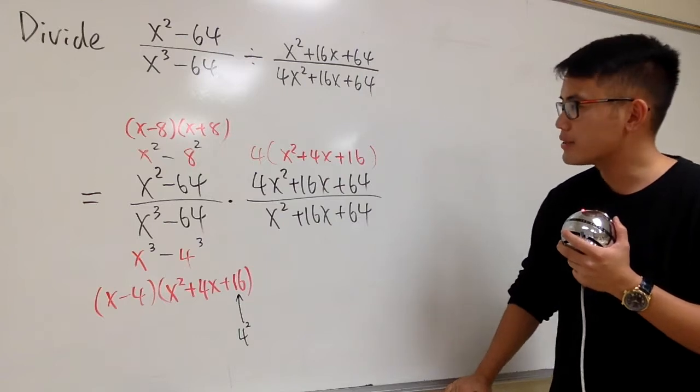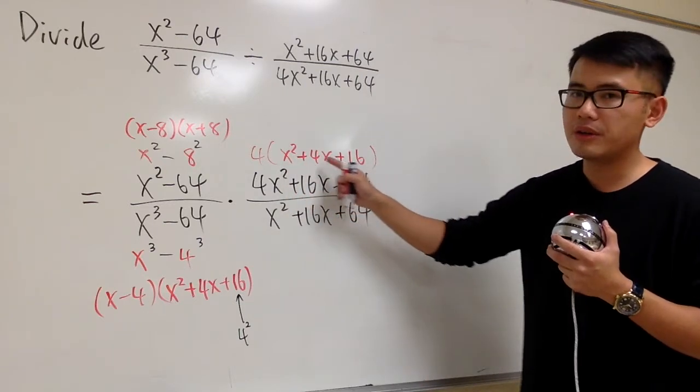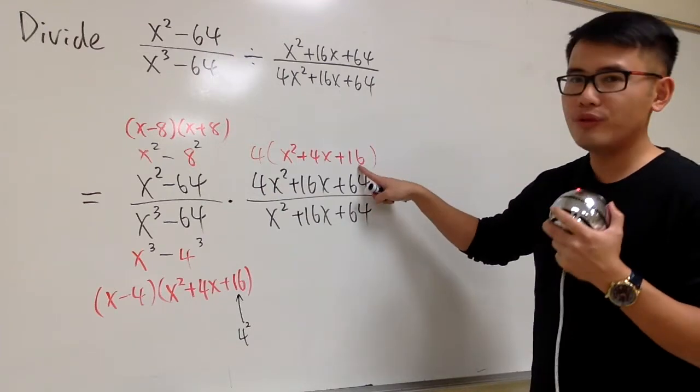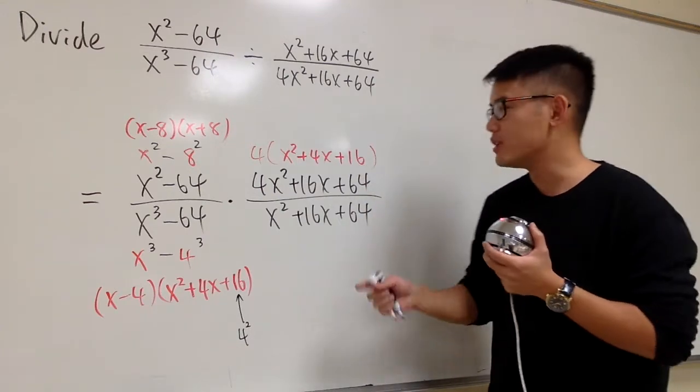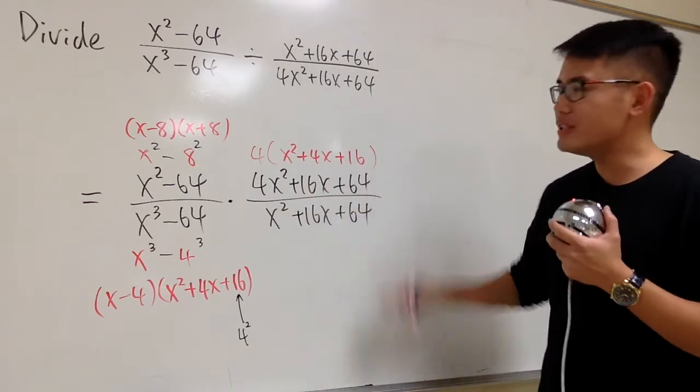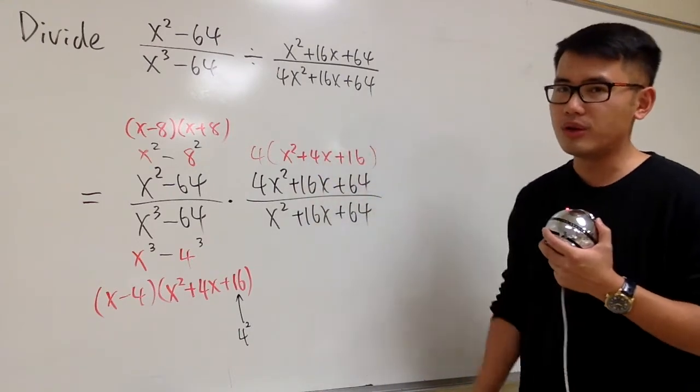And now, let me ask you, can we factor this out? You can try 8 and 2, 4 and 4, but none of the combinations will give you positive 4. This is just how it is for now, right? Just leave it. This is not doable anymore.